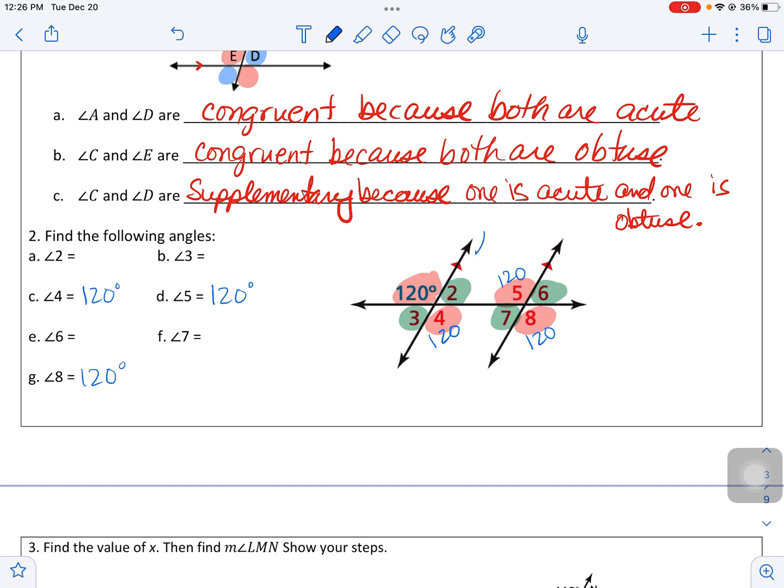So for angle 2, I just do 180 minus 120, and I get this to be 60 degrees. So all my acute angles are 60 degrees. So angle 2 is 60, angle 6 is 60, angle 3 is 60, and angle 7 is 60.